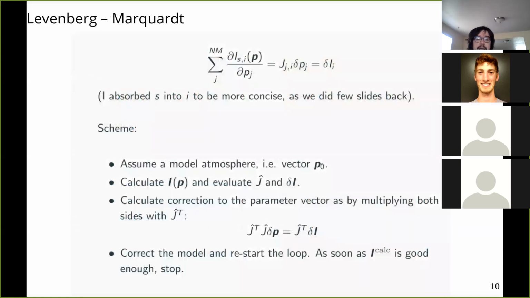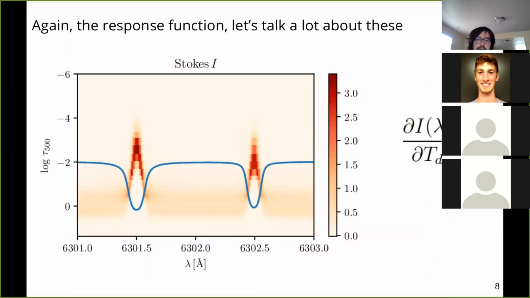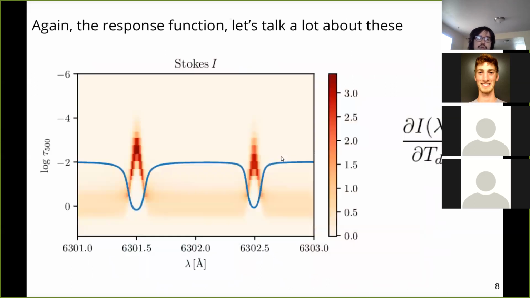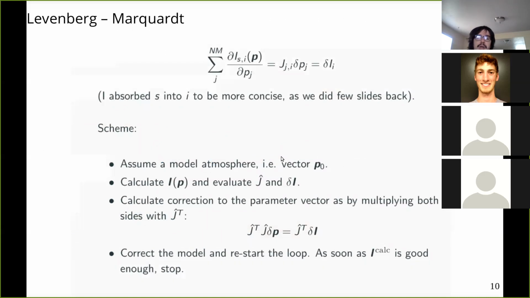Okay. So usually what we want to do is minimize the discrepancy between the observed spectrum and the synthetic spectrum. And the method of choice today for that is something called the Levenberg-Marquardt minimization scheme. And once again, I swallowed delta Pj here, but luckily not in the second equation, not in the middle part of the equation here.